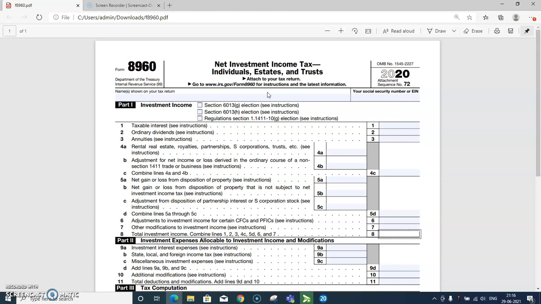Figuring out your net investment income. In Part 1 of Form 8960, you can see the list of the various types of investment income. Investment earnings commonly include interest, dividends, income from rental properties, royalties, and the profit you earn from trading stocks. You can see interest, dividends, annuities, rental income, and net gain or loss from disposition of property, which means capital gain. Gain that is not subject to net investment income tax is excluded.